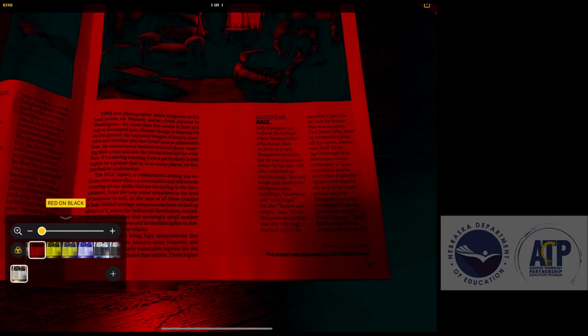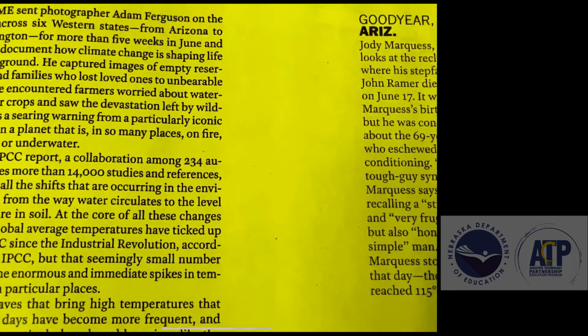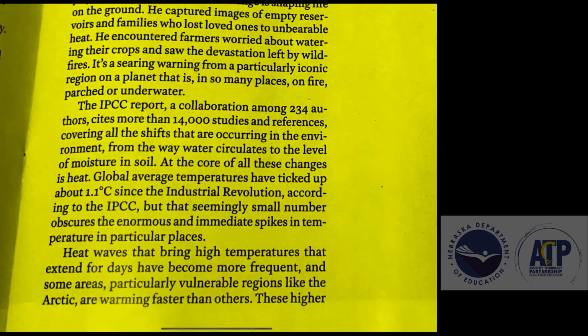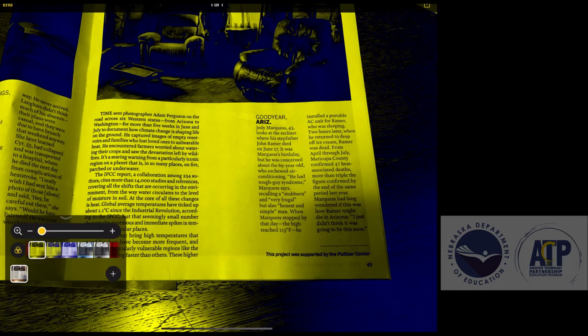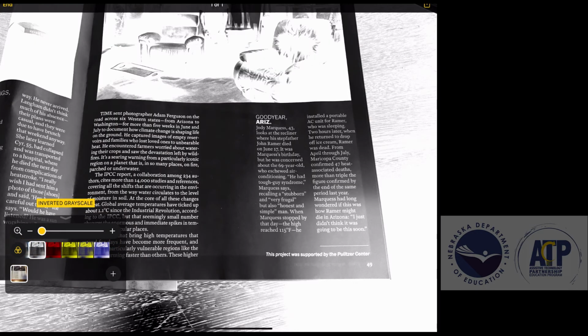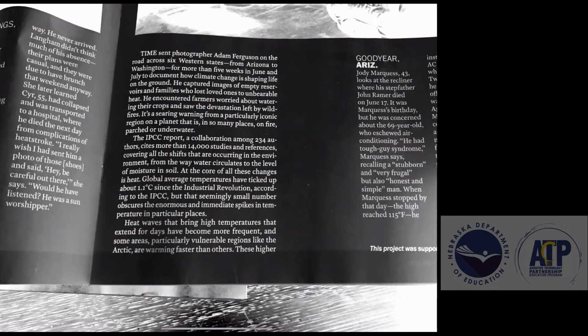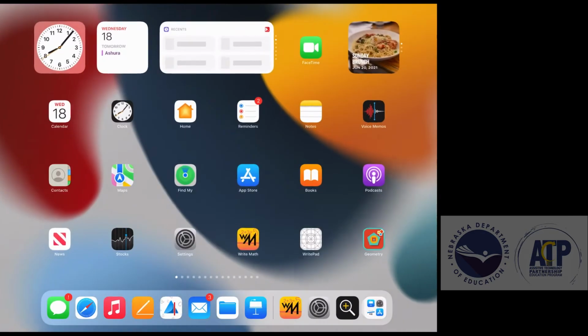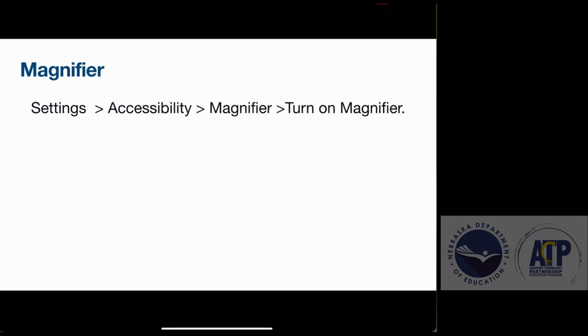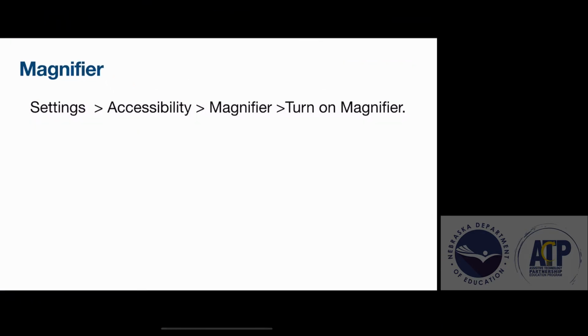But the third one that looks like three little circles allows me to apply a filter, because sometimes it's a little bit easier if there's a filter applied to be able to see some of the letters or some of the words and the characters, whatever I'm magnifying. So it depends. Some people, it makes it a lot easier to have black on white. So there's a lot of different filters that you can turn on and off with the magnifier. This is available on an iPhone if you have an iPhone also. So that's the magnifier feature.